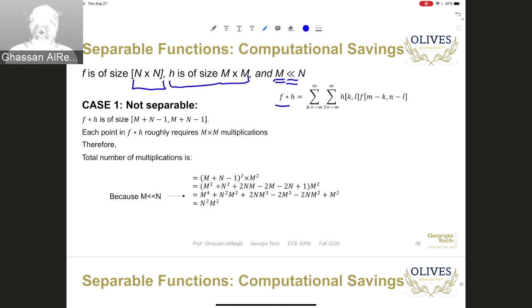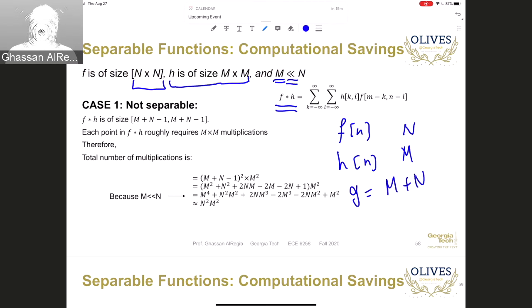The output, which is the convolution between F and H, what is the dimension? Remember, in the 1D case, if F has dimension N and H has dimension M, then the output G, which is the convolution between F and H, will be M plus N minus 1. The same thing holds in the two-dimensional case. F convolved with H, where the input F is N by N and H is another square, M by M, then the output G will be of size M plus N minus 1 times M plus N minus 1. So that's the first thing.